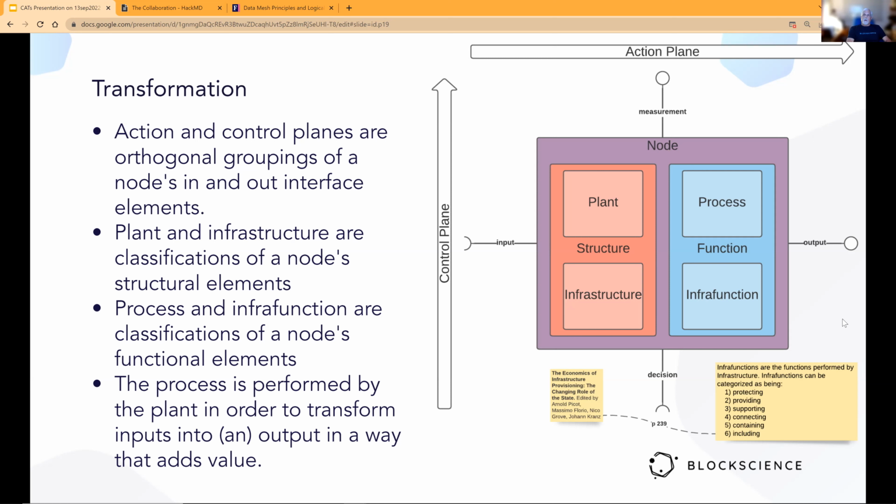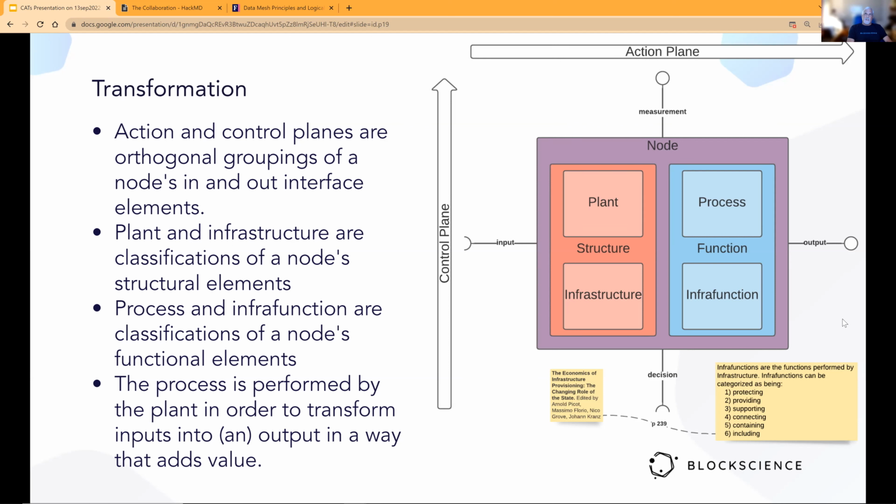So here we're showing a transforming element. We call it a node. It's divided up into pieces. There's a structural and a functional component. These can be further subdivided into plant and infrastructure on the structure side, process and infrafunction on the function side.